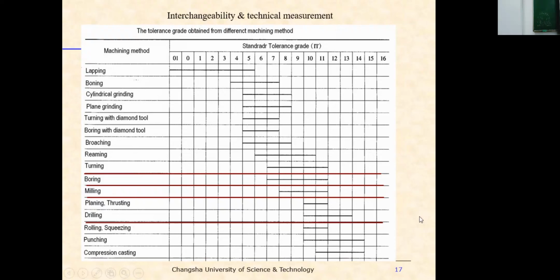Do they ever use lapping? Lapping is very rare. No, this is a very high grade. I think it's not very common to use that one. So if the part requires very high precision, we use lapping.